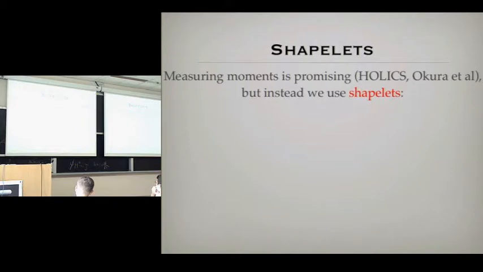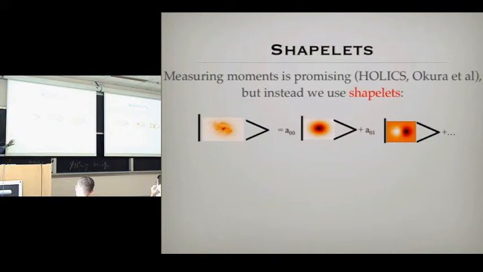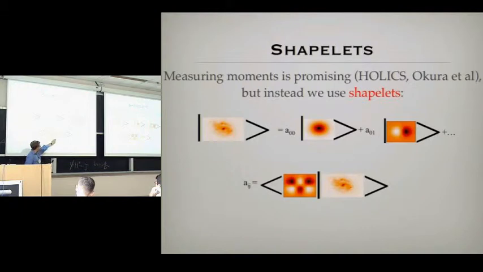So how do we measure it? Well, Okura et al.'s approach with HOLICs, which are higher order moments of the light distribution, are very promising, but instead we've been using shapelets. The idea of shapelets, which has been mentioned already today, is that we decompose a galaxy into a certain amount of a Gaussian plus a certain amount of a Gaussian times a Hermite polynomial plus ... And we can find what these certain amounts are by taking the dot product of the shapelet in question with the galaxy we want to know the A of.